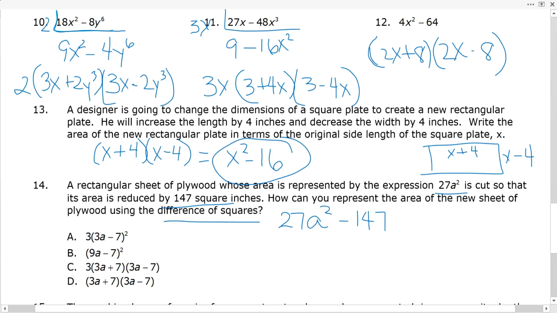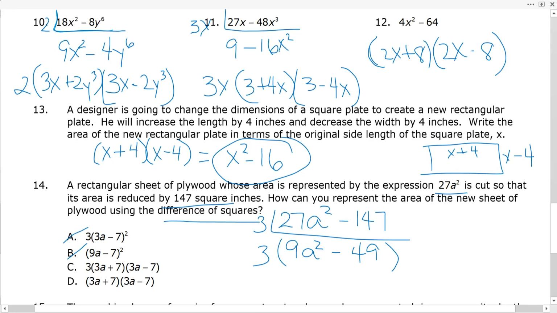So if I want to take the difference of the squares, I know that 147 is divisible by 3 because 1 plus 4 plus 7 is 12, and 12 is divisible by 3. So I'm going to divide by 3. See how many times it disappears. So I end up with 9a squared minus, 3 goes into 14 4 times with 2 left over, and 3 goes into 27 9 times. So I have this times 3. Don't forget your 3.